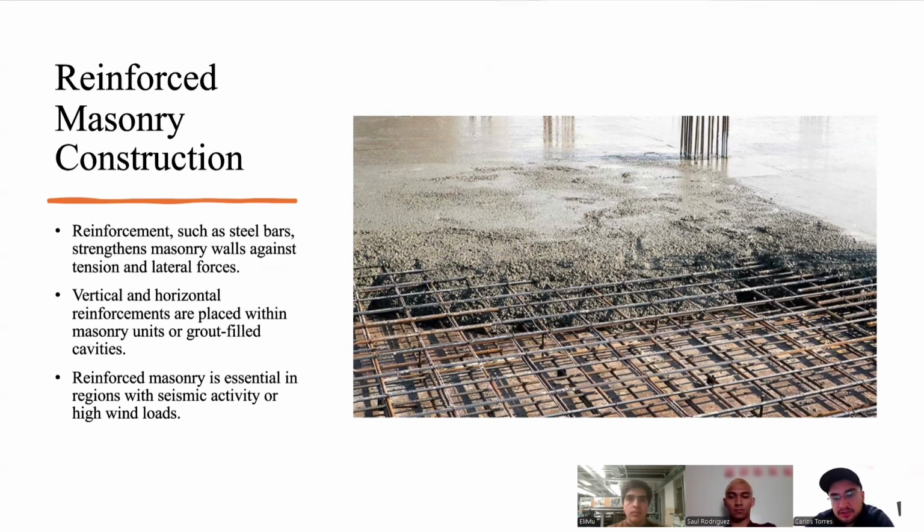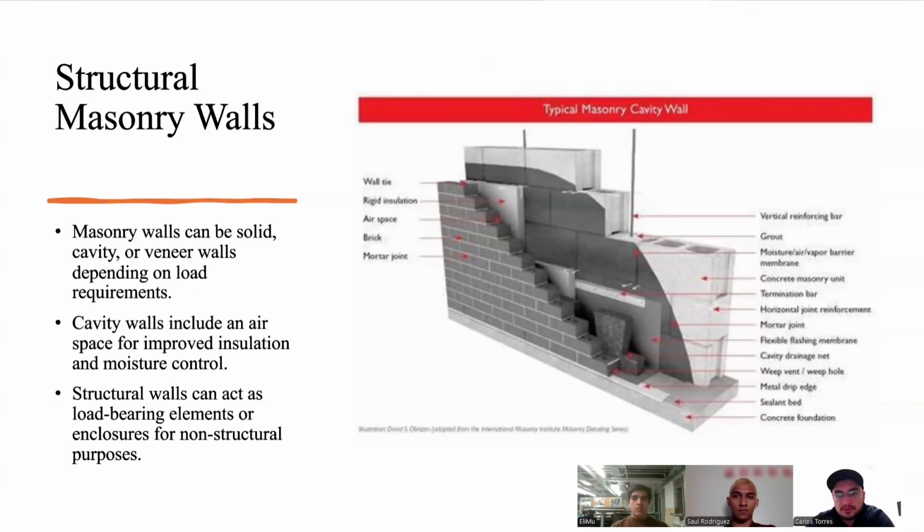Reinforcements such as steel bar strengthen masonry walls against tension and lateral forces. Vertical and horizontal reinforcements are placed within masonry units or grout-filled cavities. Reinforced masonry is essential in regions with seismic activity or high wind loads. Structural masonry walls: masonry walls can be solid, cavity, or veneer walls depending on load requirements. Cavity walls include an airspace for insulation and moisture control. Structural walls can act as load-bearing elements or enclosures for non-structural purposes.